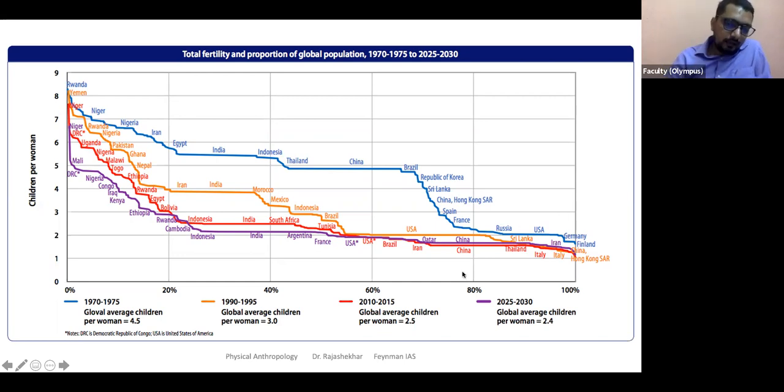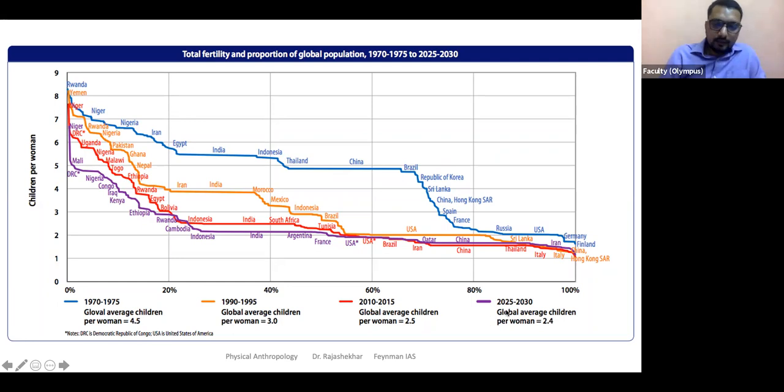And then 1990 to 1995, what happens? The global average went from 4.5 to 3. And India went from about 5.5 to approximately 4. This decreasing trend can be seen for the majority of the countries. And in 2010 to 2015 time, that is this red line, it further decreased from 3 to 2.5. More or less a twofold decrease in fertility rates.